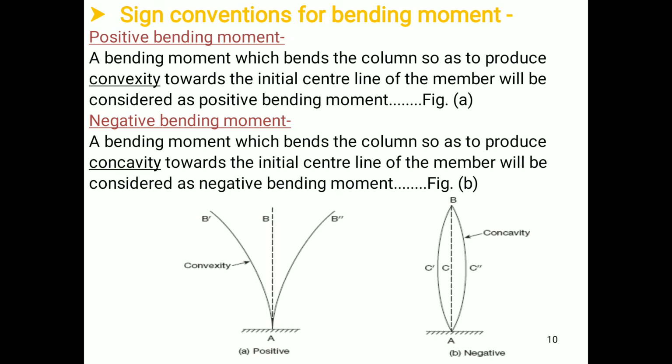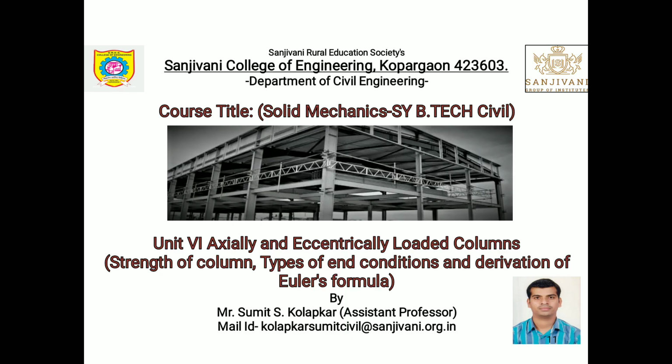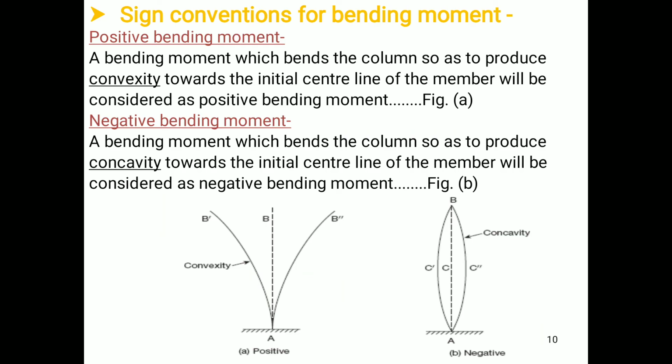So, Euler's theory for the long column, the assumptions we have made for Euler's theory, and the equilibrium condition of column. We will stop here. In the next lecture, we will go through the strength of column concept, types of end condition, and the derivations for Euler's formula, which we are going to discuss in the next lecture.